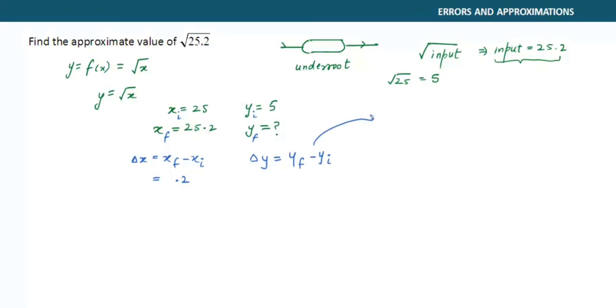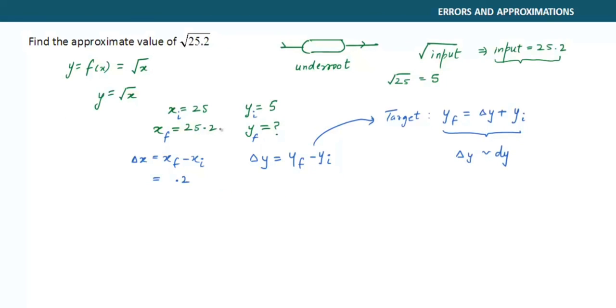My target is always to find y final. So y final will be equal to delta y plus y initial. This is what you need to find. Why I am writing it like this is because I know how to solve in terms of delta y, since I know that delta y is approximately equal to dy. That is why I am writing it this way.